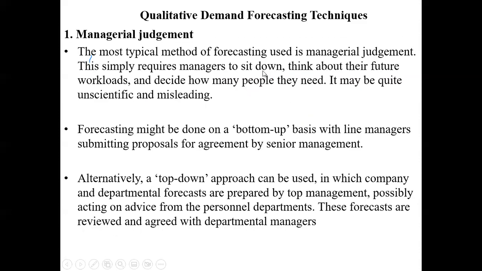Then we are now moving into the qualitative approaches of ascertaining demand forecast. I earlier on indicated that the qualitative approach relies more on the subjective expertise or experiences of the HR forecaster or the person doing the forecasting. So let's look at examples of the qualitative techniques.